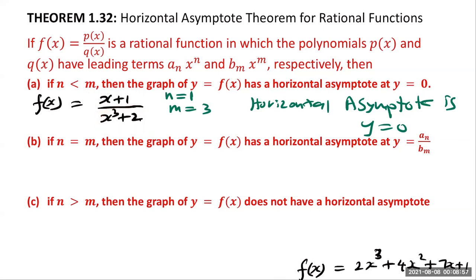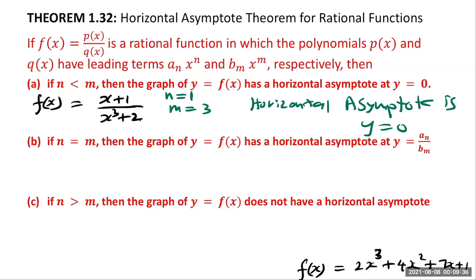Okay. All right. Here is the second part. If the degree of the top and the degree of the bottom are equal, then the graph of y is equal to f of x has a horizontal asymptote at y is equal to a_n divided by b_n. If the degrees are equal, to get the horizontal asymptote, what you do is you divide these two coefficients. You divide the coefficient of the leading term. This is called the leading coefficient of the top. Notice that this is the leading term of the numerator and this is the leading term of the denominator.